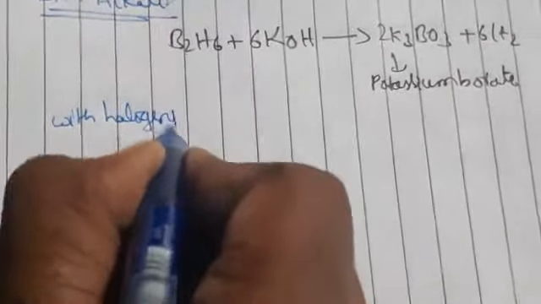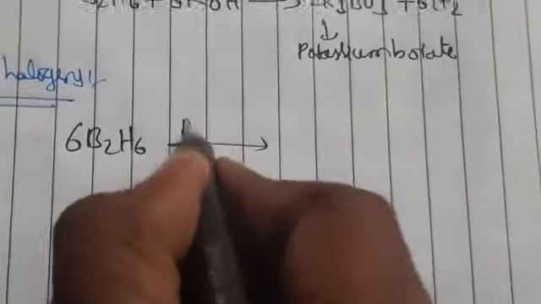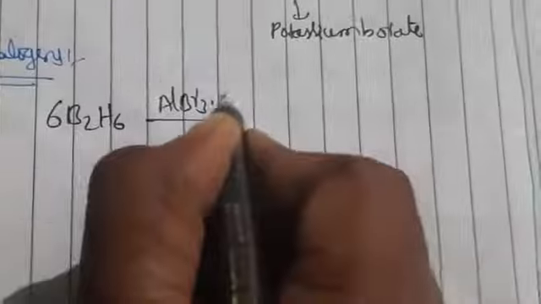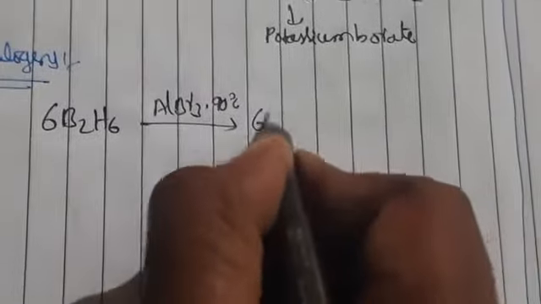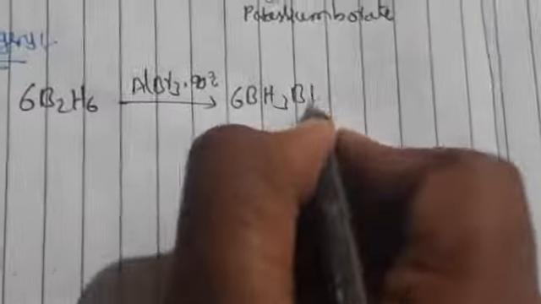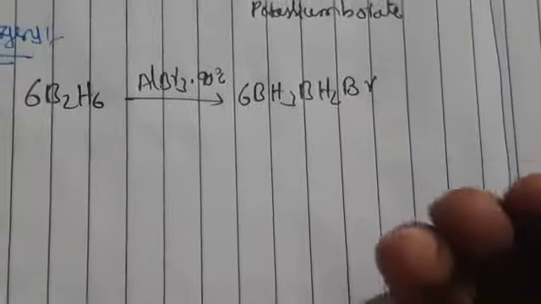So that is with alkalis, and now with halogens. With halogens, BCl3 is what we are going to get. Here you are taking B2H6, diborane. Up to now we have prepared diborane. Now we are treating diborane with halogen acids, here with AlBr3 at 90 degrees centigrade. It is forming BH2Br.